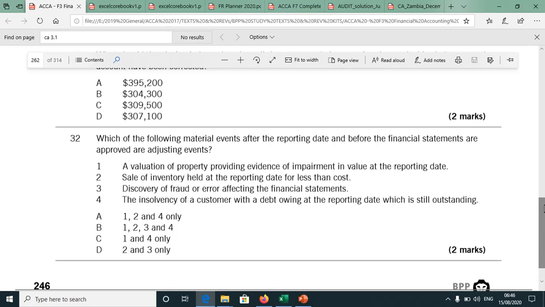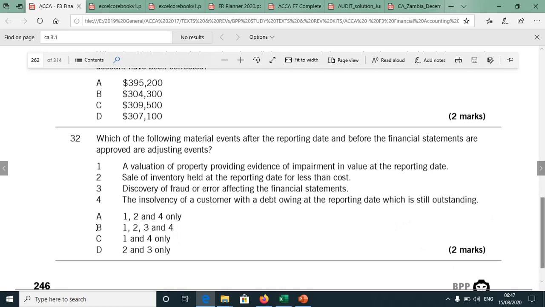There's evidence of existence of conditions. And then discovery of fraud or errors affecting the financial statements. This is a clear adjusting event. Otherwise, we shall overstate our profits or indeed our assets or understate our liabilities. Then we have the insolvency of a customer with a debt owing at the reporting date which is still outstanding. Again, that is an adjusting event. So these are your notes.